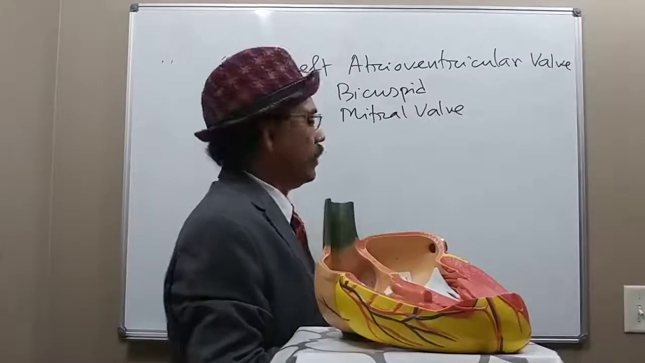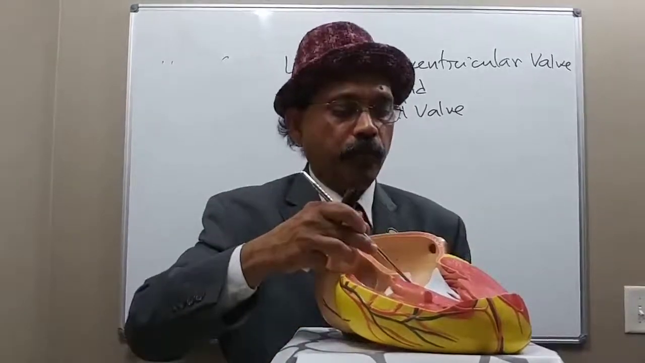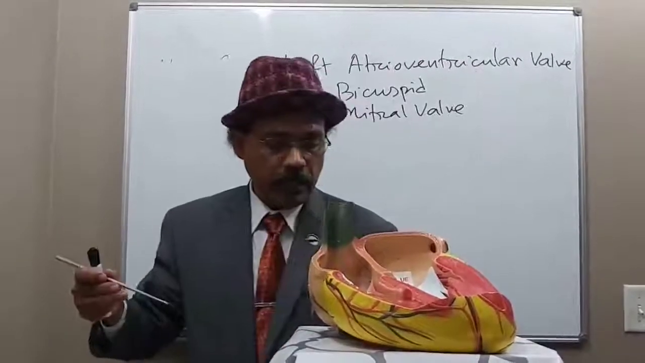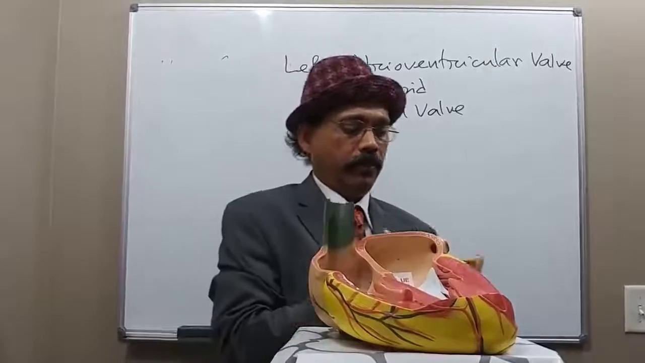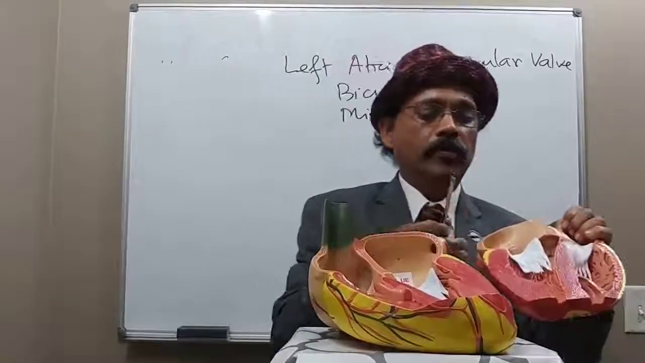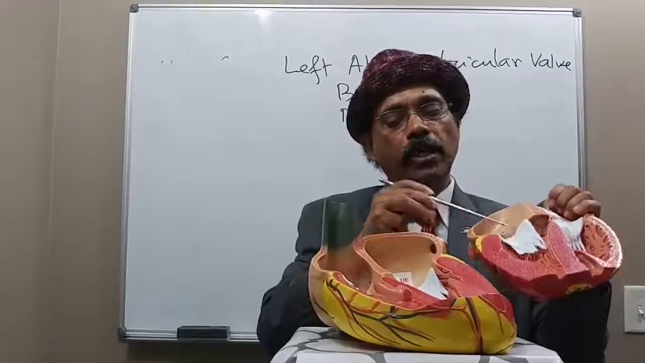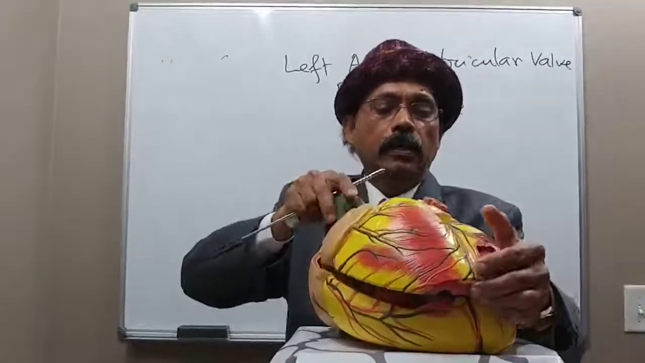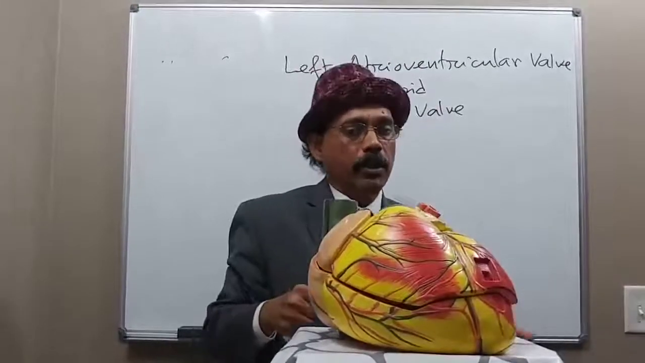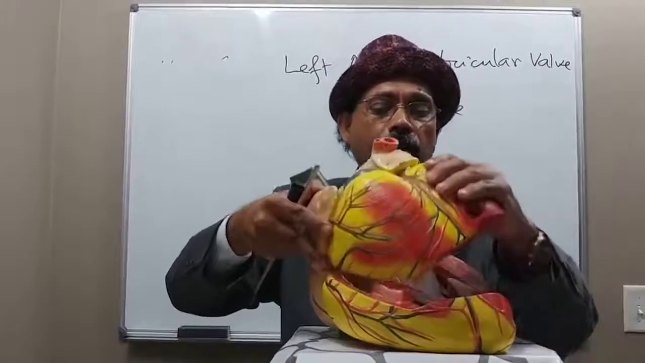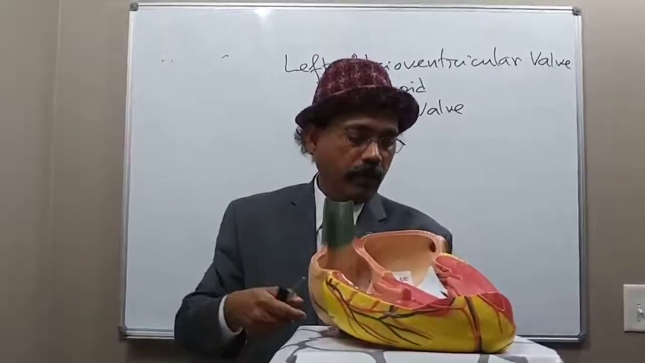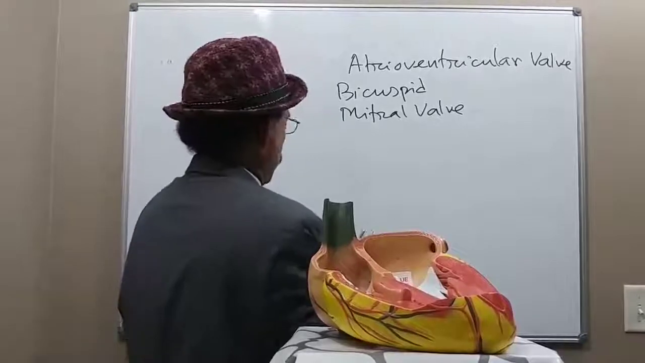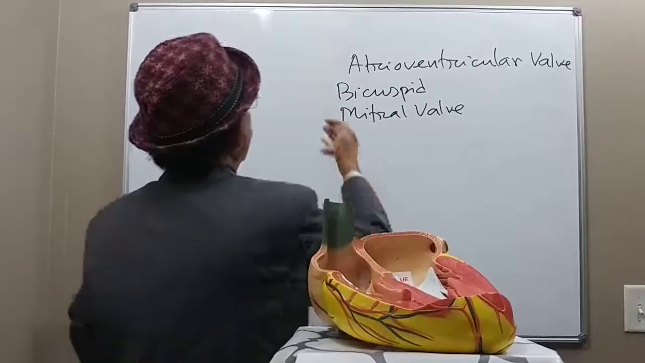Okay, we got that. This is one of the cusps of the mitral valve. Another cusp is here. Here is another cusp. This is another cusp of the mitral valve. So we got the mitral valve or left atrioventricular valve, and the right atrioventricular valve. Right atrioventricular valve will go there.